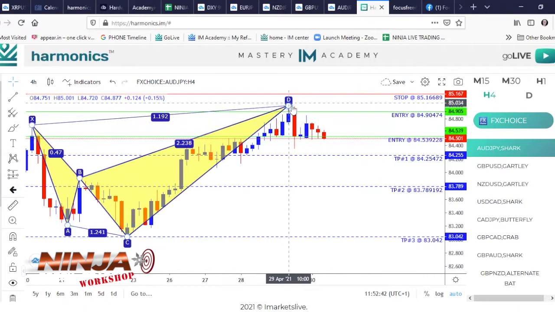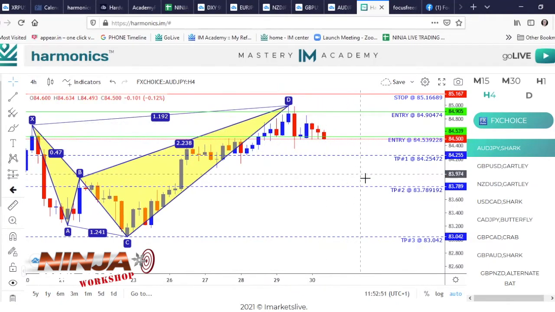So the D was drawn there. So we got a trend reversal now. We were going in for a buy. The D point is drawn now, and now the trend has changed. We're going in for a sell. And so it should go down towards the C.